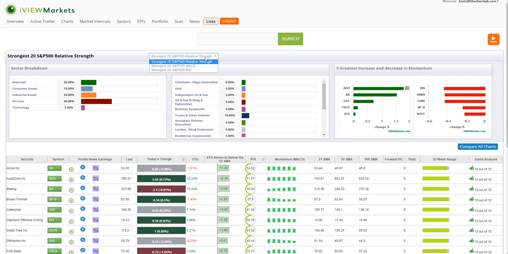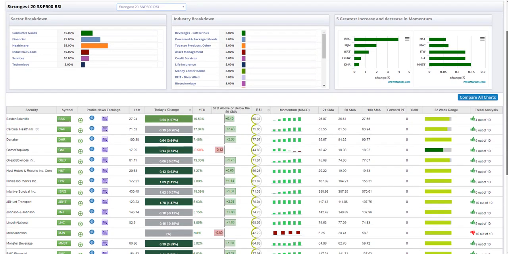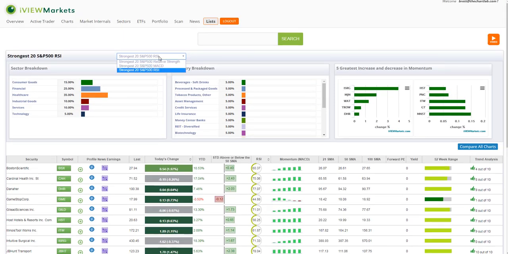The second thing is if I'm looking for something that is seeing some new strength and showing some rapidly improving momentum, I want to click on the link for the strongest 20 but showing the greatest RSI increase. I'm going to click on that, which I did. Again, healthcare is showing the greatest increase in RSI, which is the relative strength index, different than relative strength itself. We can also see ISRG is showing the greatest momentum increase on this list.